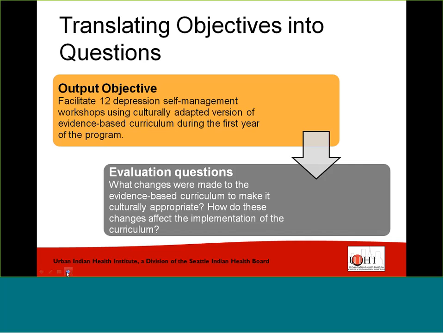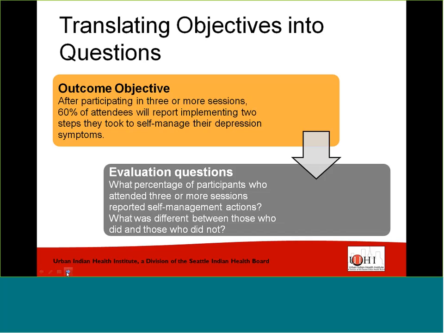So you can see that this objective would have come from the output section of our logic model, and therefore we get a process or implementation question for an evaluation. Another example using an outcome objective, which would come from the right side of our logic model. So this outcome objective example is, after participation in 3 or more sessions, 60% of attendees will report implementing 2 steps they took to self-manage their depressive symptoms.